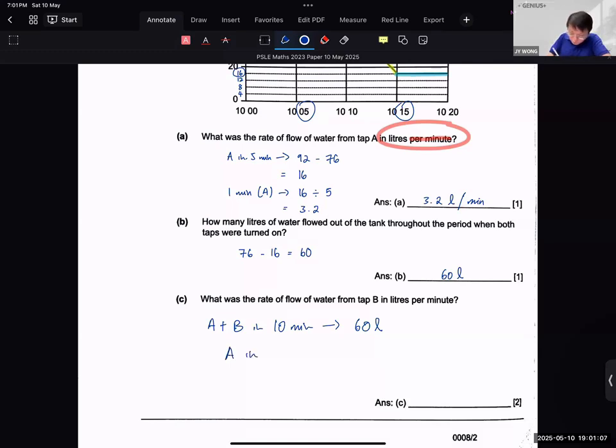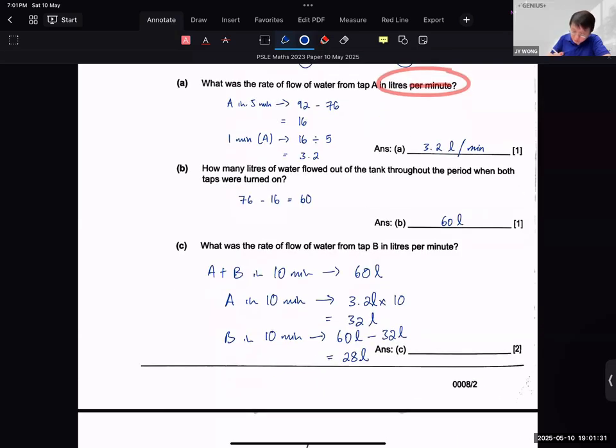Now, A alone in 10 minutes, we already found in part A, right? 1 minute is 3.2. This will be times 10. And that will give you 32 liters. And therefore, B in 10 minutes would have been 60 liters minus 32 liters to give you 28 liters. But this is 10 minutes, right? And therefore, B in 1 minute would have been 28 liters divided by 10 to give me 2.8 liters. And that's why this is 2.8 liter per minute.